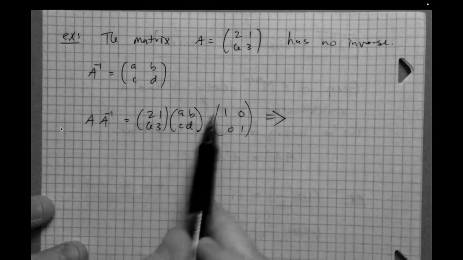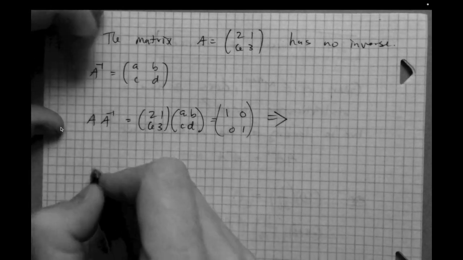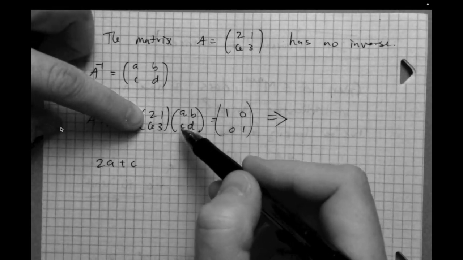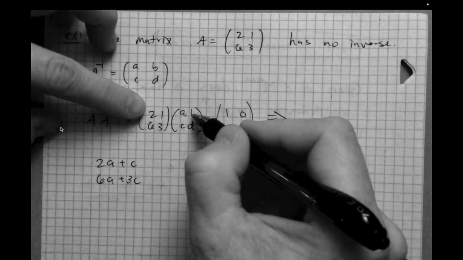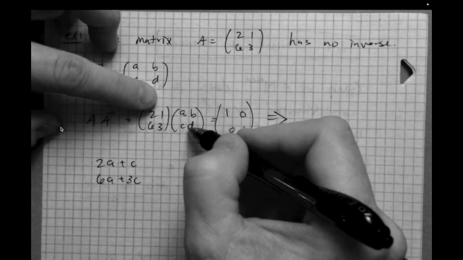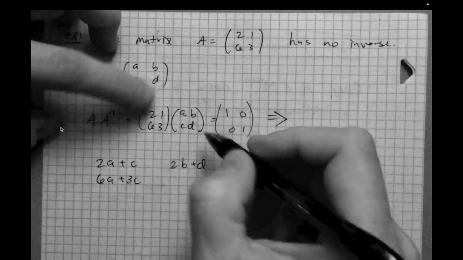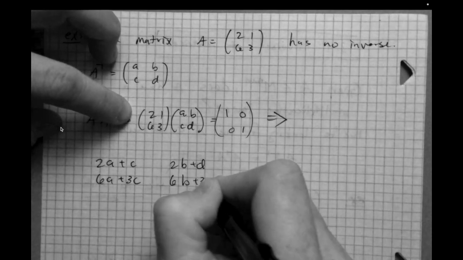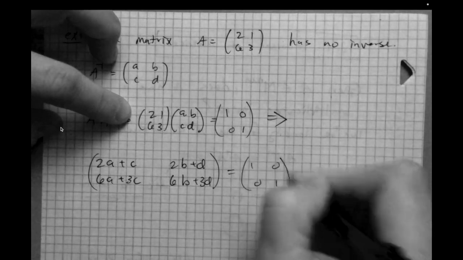Okay. Now, what does that mean? Well, I can do the multiplication here. So 2 times A plus 1 times C, so I get 2A plus C. And then 6 times A plus 3 times C. And then 2 times B plus 1 times D. And then 6B plus 3D. Okay, that's equal to 1, 0, 0, 1.